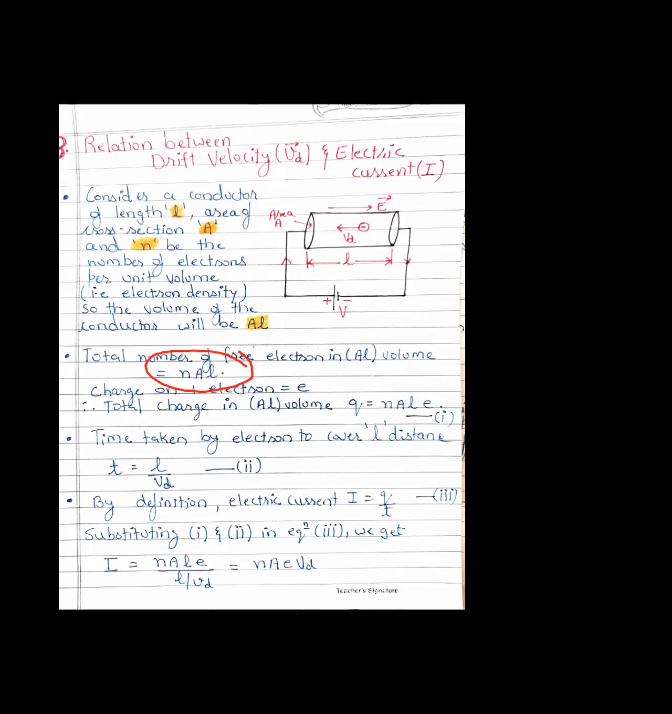ठीक है, इतने इलेक्ट्रॉन्स हैं. हमें पता है, the charge on one electron is e. 1 इलेक्ट्रॉन का चार्ज कितना होता है? e की वैल्यू we know 1.6 into 10 to the power minus 19 coulomb. How many electrons are there? हमारे पास कितने इलेक्ट्रॉन्स हैं? ये रहा, अभी तो कैलकुलेट किया हमने, right? That is NaL.